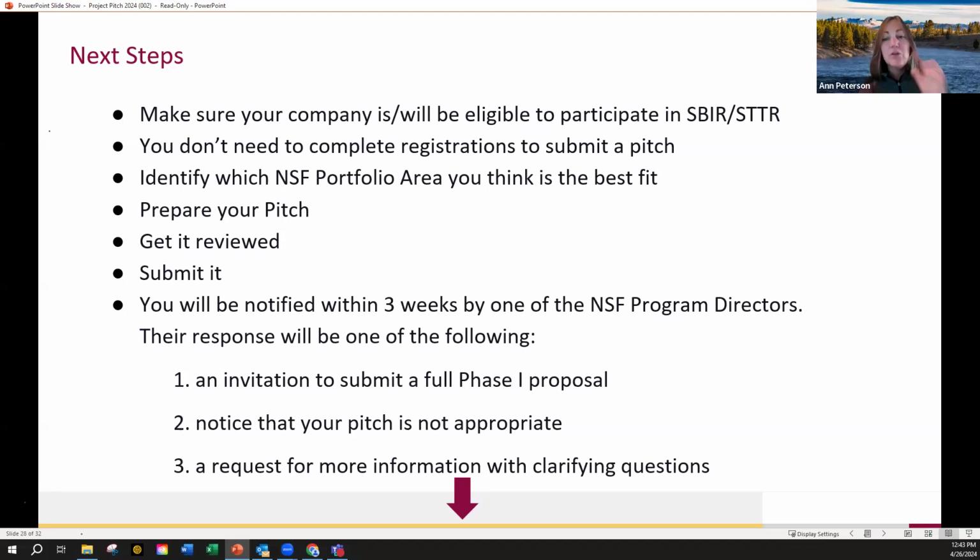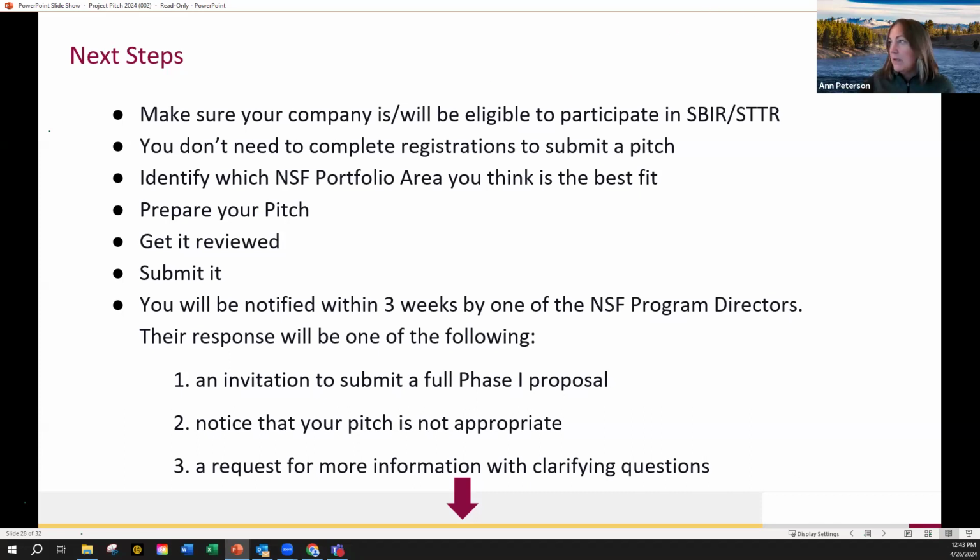It doesn't hurt though. While it's not required for the project pitch submission, it doesn't hurt to make sure that you have all of those things started. SAM registration, your IRS.gov tax identification number for your company, registration on SBIR.gov. And then when it comes time to submit proposals, every agency has a proposal submission platform of some sort. NSF has research.gov. So you'll want to make sure that you have registration on that submission portal as well. Again, that's not required right now.